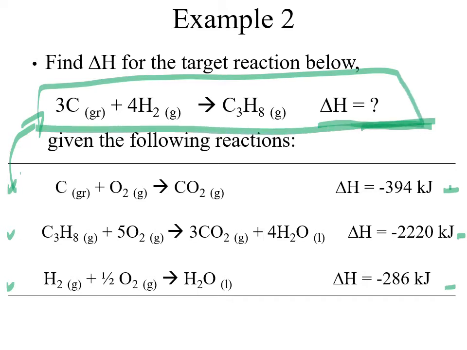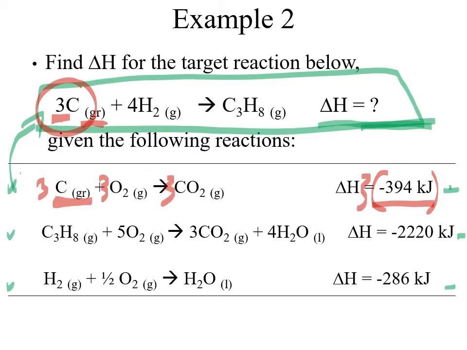So the first thing you want to look at is, okay, I've got 3 carbons, and this is a particular allotrope of carbon, solid carbon as graphite. So I have that species here, and it is on the reactant side, so that's good. But the problem is I need 3 of them. But that's no problem. I can just multiply that first reaction by 3, and then I would have 3 of them. But I've got to multiply everything in the reaction by 3, including the delta H. I've got to multiply that by 3 as well.